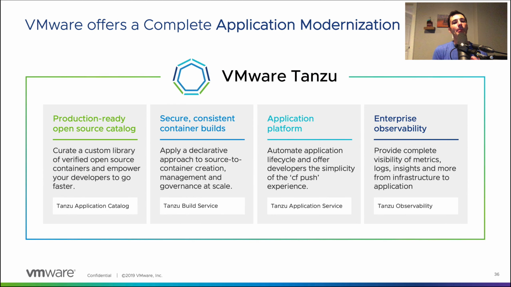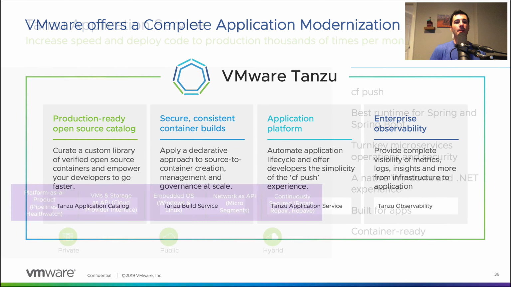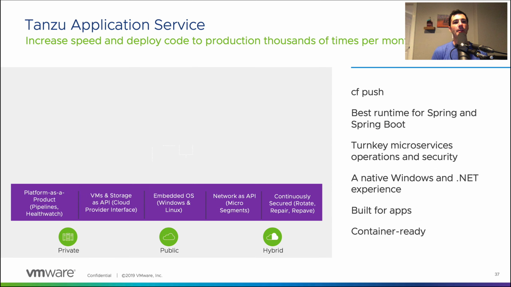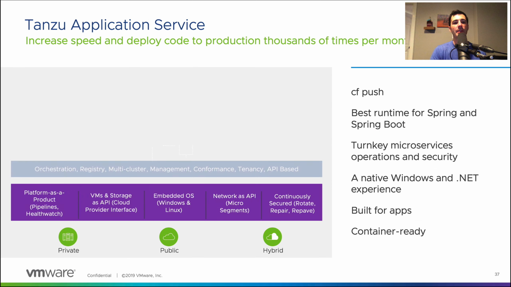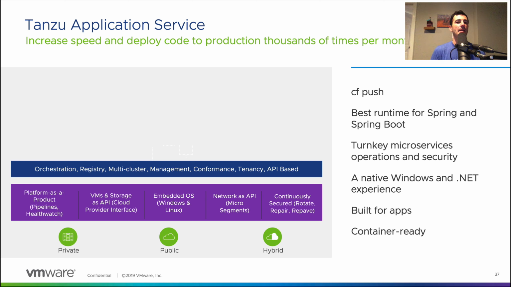And this is where we look at a few more different things. So you have the Tanzu Application Catalog, the Build Service, the Application Service, as well as Tanzu Observability. So, kind of quickly, just to look at what this looks like. Inside the Application Service, there's a few things. The one thing you're going to see is that this is all built on Cloud Foundry.